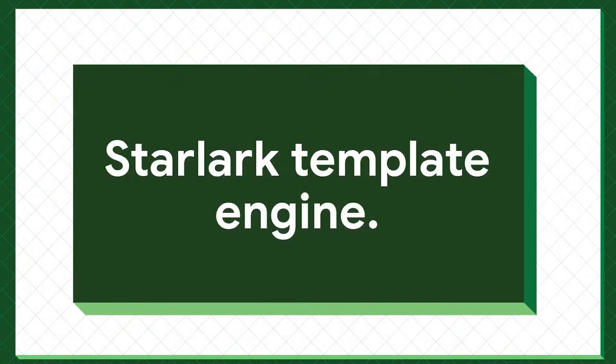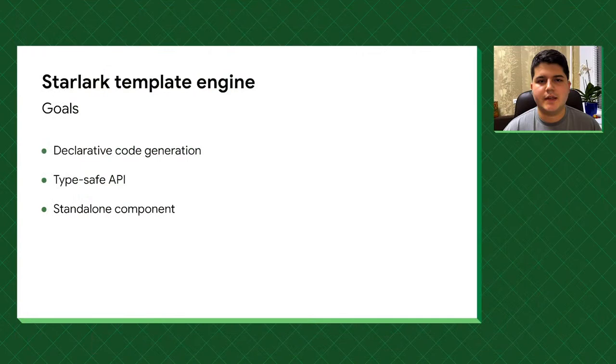Now let's dive deeper into the Starlark template engine and see how it can help us improve the code generation process for Bazel. It follows three primary goals. The first one is that it must provide declarative code generation. This means that the code that describes the code generation must be as similar as possible to the actual resulting generated code. Moreover, it must provide a type-safe API for code generation. This will prevent many errors during the compilation stage on the coding side.